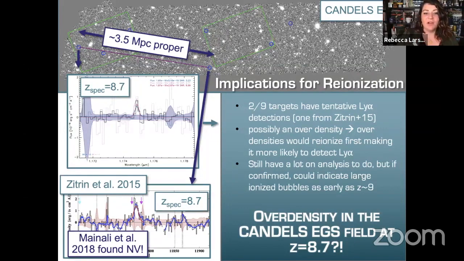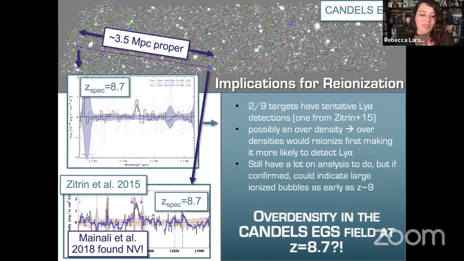What's interesting is our redshift 8.7 galaxy is over here. And if you do some cosmology calculations, you find that these two galaxies, given that they're at the same redshift, are only 3.5 megaparsecs away from each other in proper coordinates.